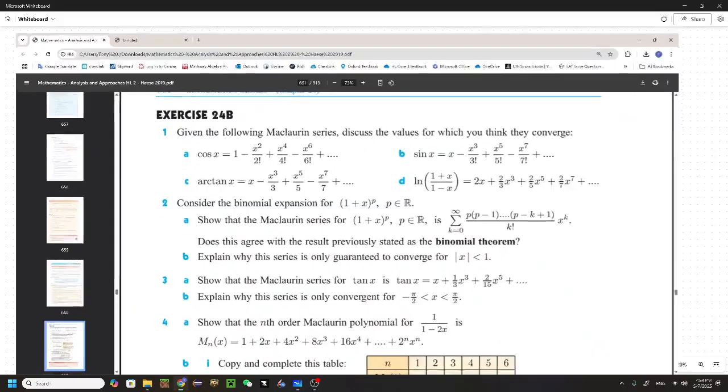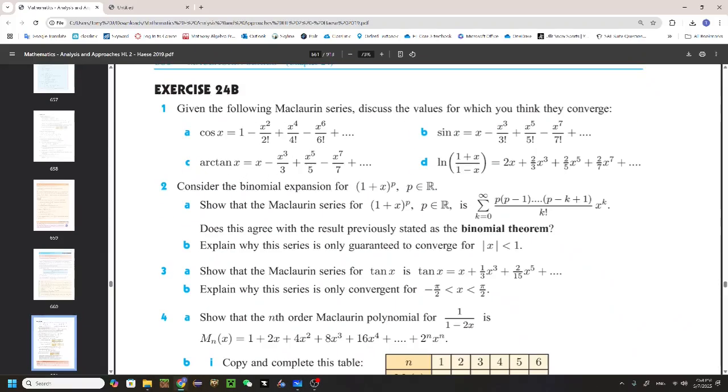Alright everyone, so today we'll be doing chapter 24b. Let's see some of the problems. Today we'll be doing conversions, and specifically which values these Maclaurin series will converge. The first problem we have is cosine x equals 1 minus x squared over 2 factorial.